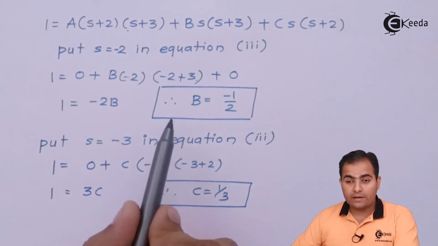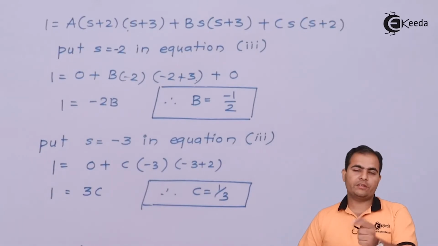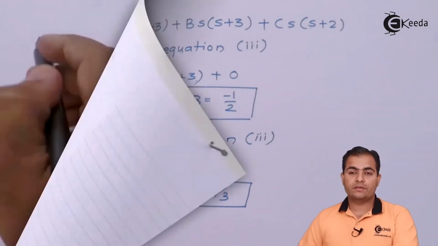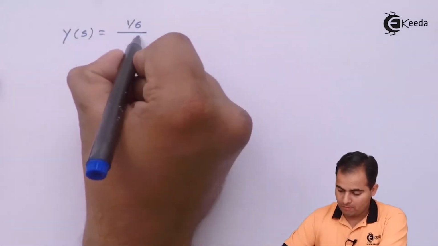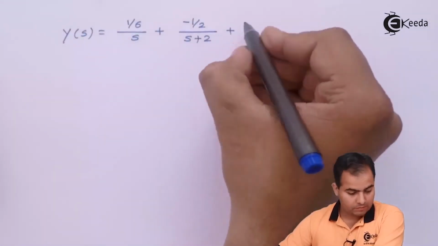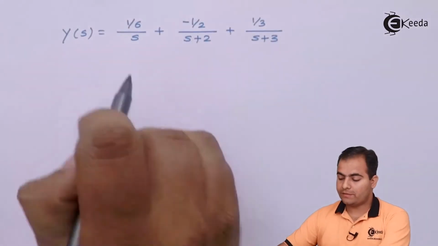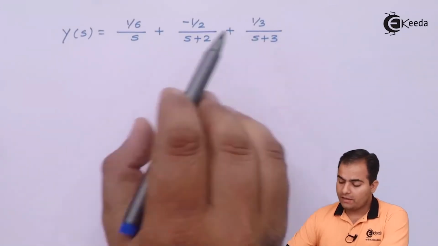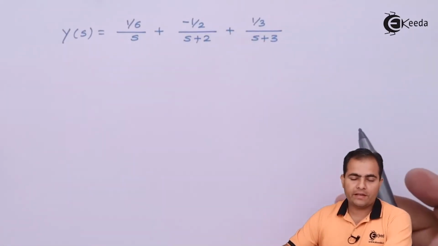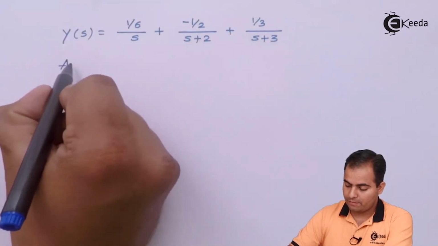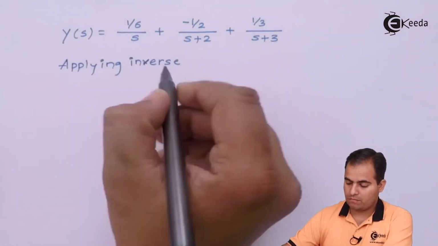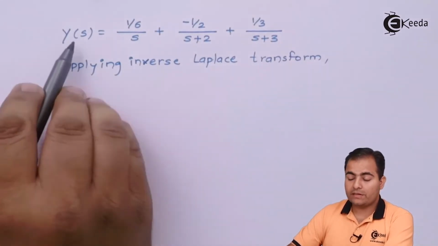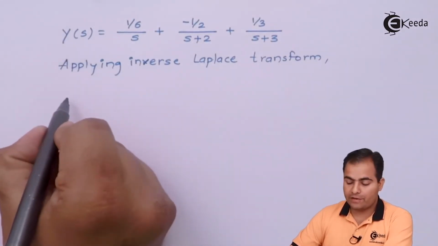Now what is the next step? Now substitute all the values of A, B, C in my equation number 2. So you will get the step response. So I've substituted all the values of A, B, C in my equation number 2. So this was the result. Now what is the next step? Simply apply inverse Laplace transform. So applying inverse Laplace transform, what you will get? This Y of s inverse Laplace is y of t.